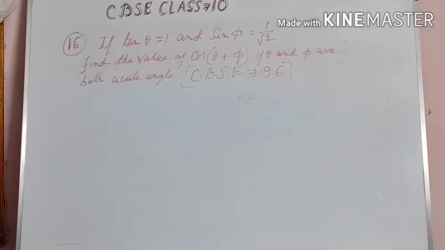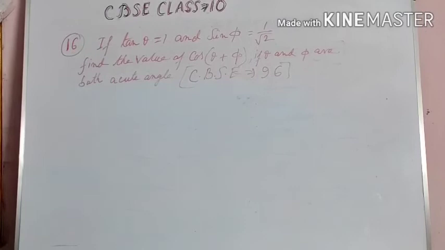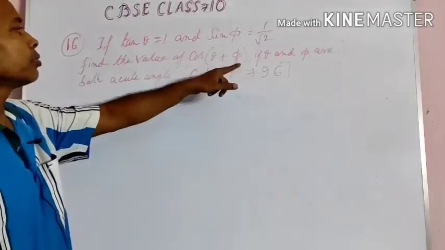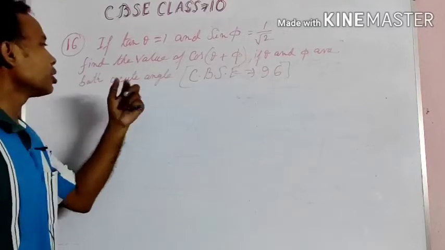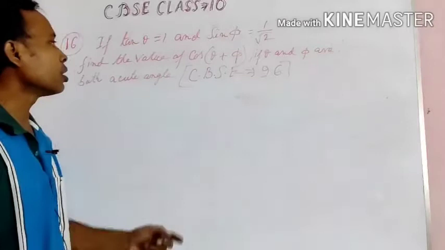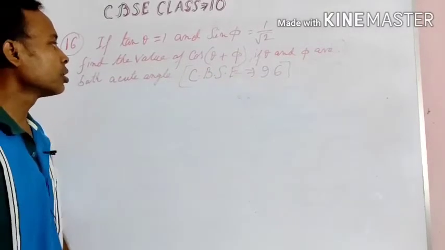CBSE class 10 question number 16. If tan theta is equal to 1 and sin phi is equal to 1 by root 2, find the value of cos (theta plus phi) if theta and phi are both acute angles. This question comes from CBSE in the year 1996.